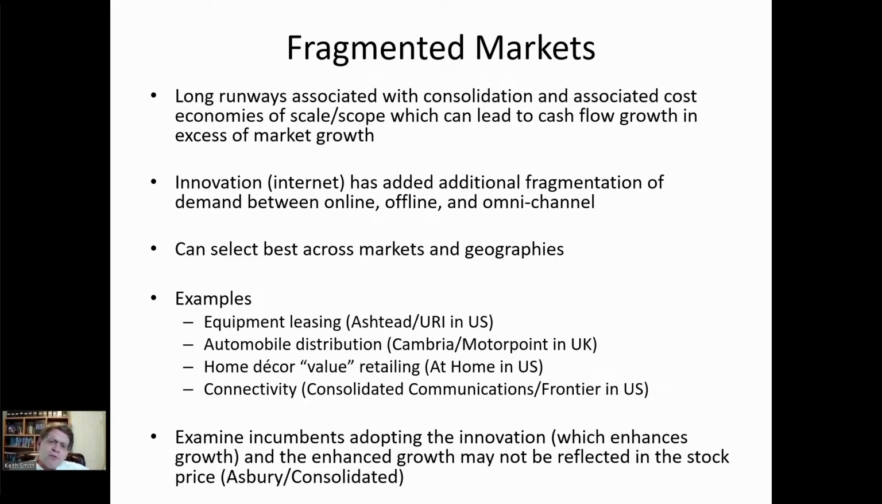The two examples we're going through today are cases where you had an innovation in both markets. In Asbury, you had internet sales of automobiles, the ability to sell automobiles online, and that's created a huge growth opportunity. And in Consolidated, again, you've had the broadband piece. So in both cases, you have older line businesses with decent business models, but this enhancement or innovation has created an additional opportunity that today's prices don't reflect for those particular aspects of the business.